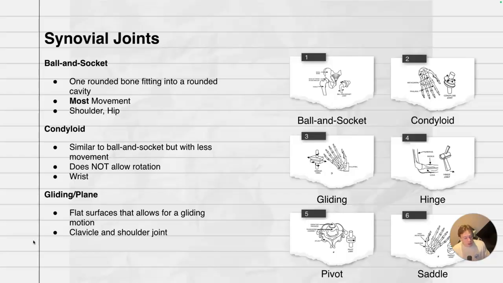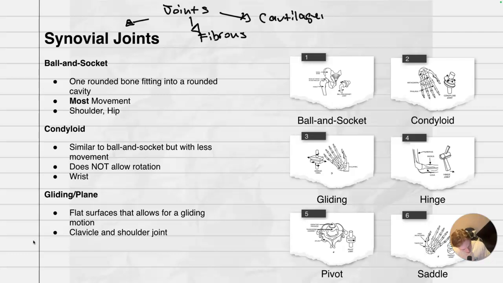Alright, so within the synovial, I'll go ahead and break it down for you. We had our 3 types of joints. We have synovial joints, our fibrous joints, and our cartilaginous joints. And within the synovial joints, we have 6 other types of joints. And they're all referenced here in this diagram. There's another slide, I'll walk you through them all.